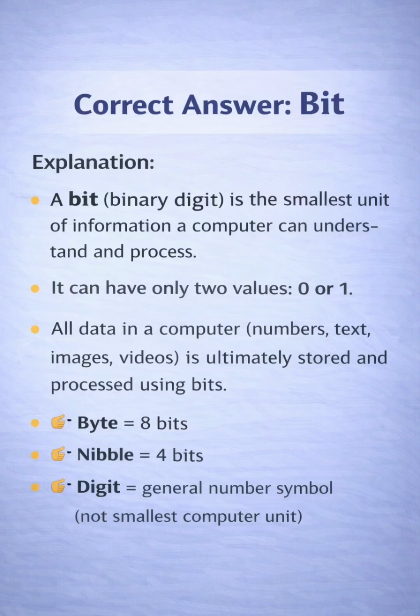So remember the order: bit, nibble, byte. Smallest is bit. You can remember like this. Bit is one switch, on or off. 0 means off, 1 means on. So computer works using millions and billions of these tiny on-off signals called bits. That is why the smallest unit of information a computer can understand and process is bit. So the correct answer is option 4, bit.